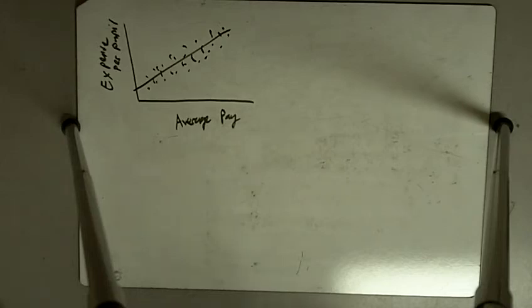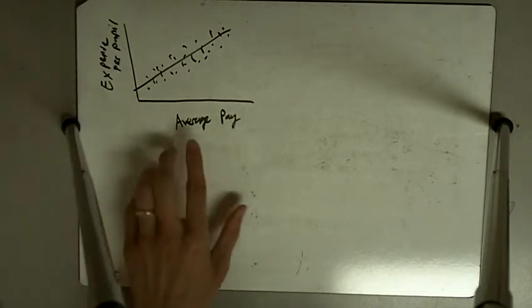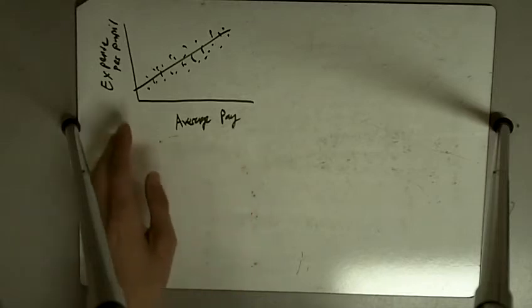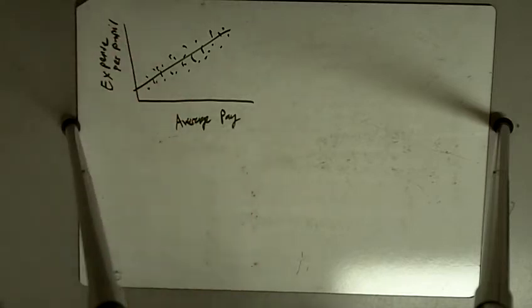The problem says the figure shows a scatter plot with a regression line for teachers' average pay and the expenditure per pupil for each state for public schooling. So again, we're looking at maybe all 50 different states, and we're looking at the average pay for each teacher and how much the cost is for each student.